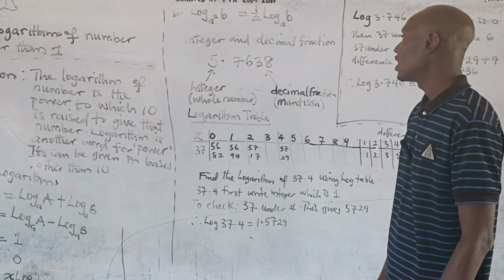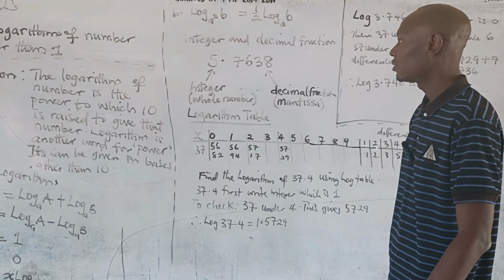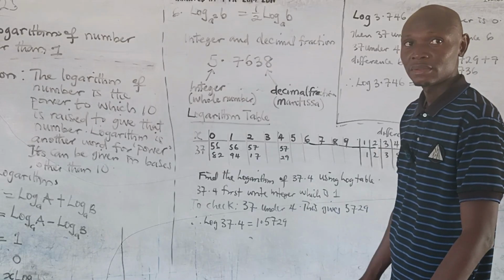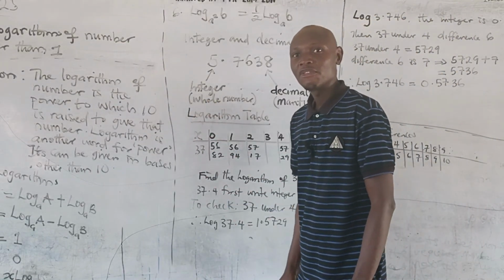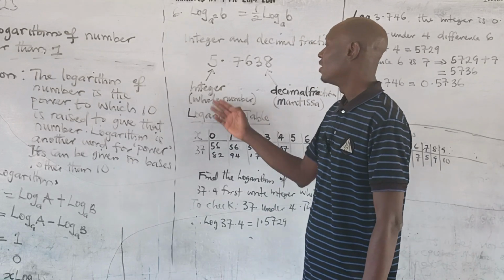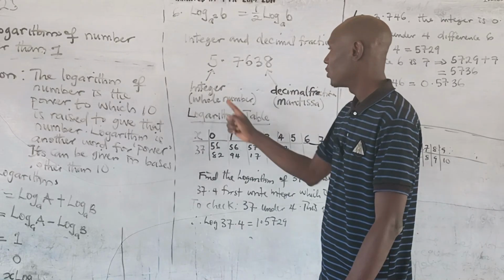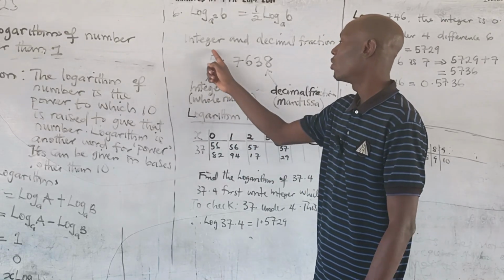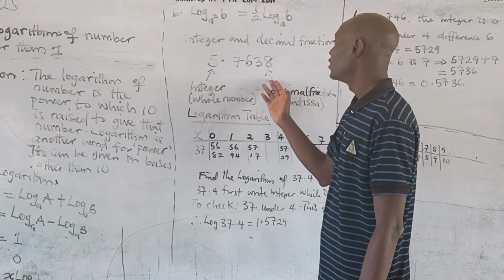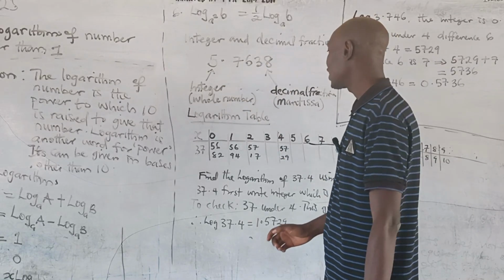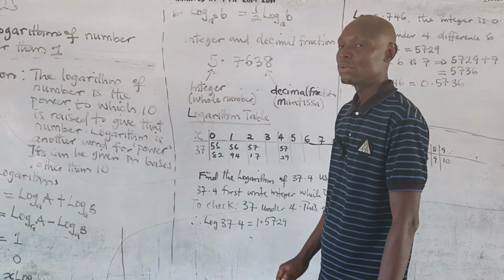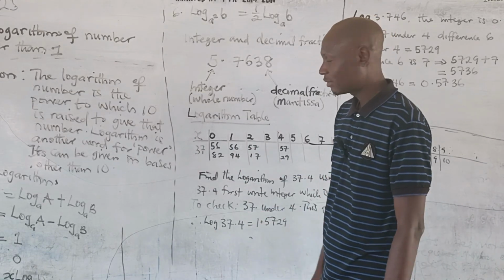So we have integers and decimal fractions. When we have 5.7638, this is the whole number part. So this whole number can be referred to as the integer. And the second part is called the fractional part. It is also called the mantissa.